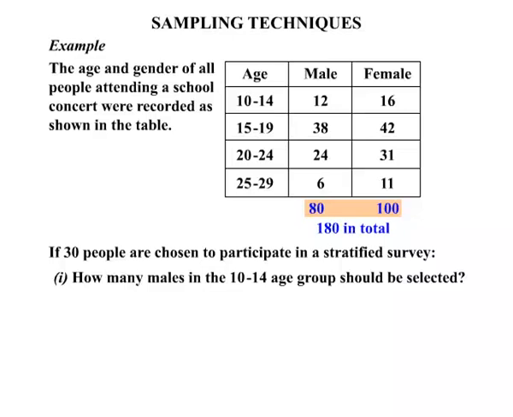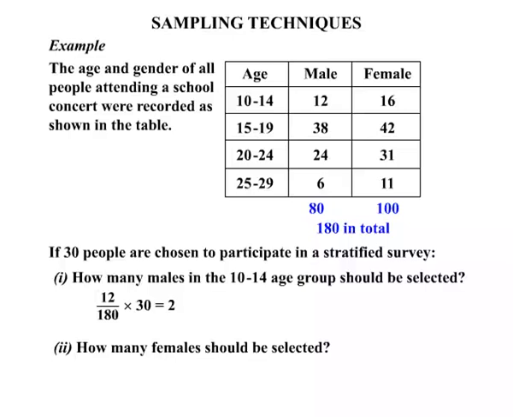That's an important figure. Now, how many males in the 10 to 14 age group? Well, from our table, we can see that there are actually 12 males in the 10 to 14 age group who attended the concert. Now that 12 is out of the 180 in total. So we write the 12 on 180, then we multiply by the 30 people that we're going to choose. So let's multiply by 30 and we come up with 2. So 2 students out of that 30 would be a good representation in this stratified survey.